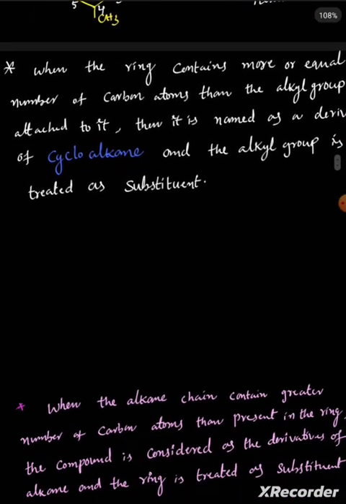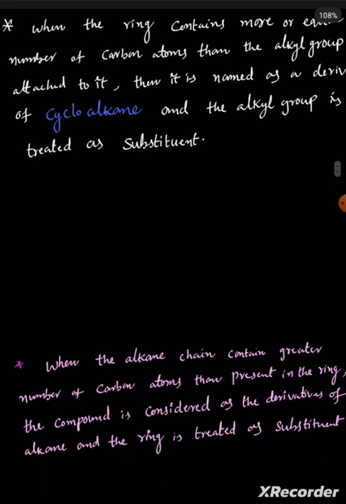Next one. When the ring contains more or an equal number of carbon atoms than the alkyl group attached to it, then it is named as a derivative of cycloalkane, and the alkyl group is treated as a substituent. The ring we take as the cycloalkane.